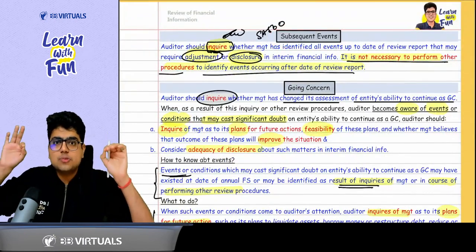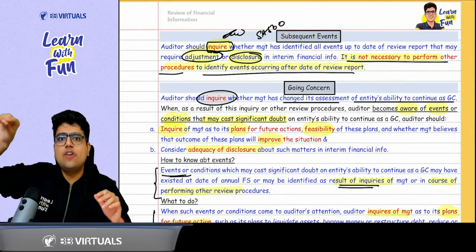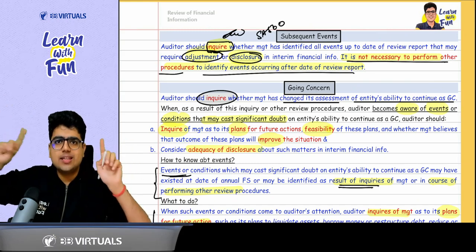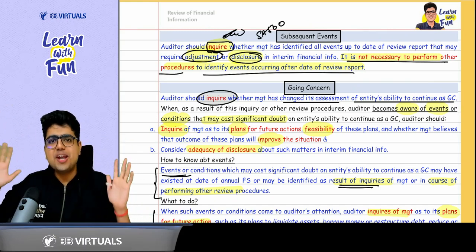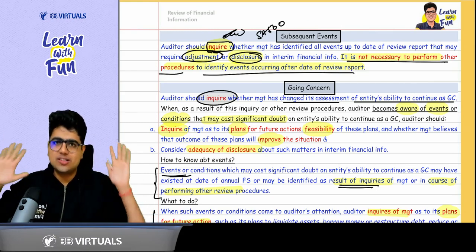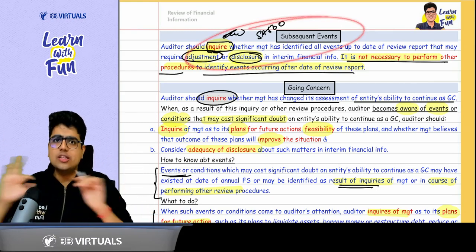Sir, in the case of subsequent events, are we required to do everything of SA 560? No, just one thing, inquire. Inquire about the events requiring adjustment or disclosure in the financial statement. That's all you have to do.